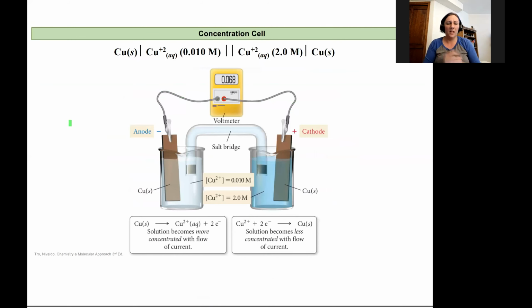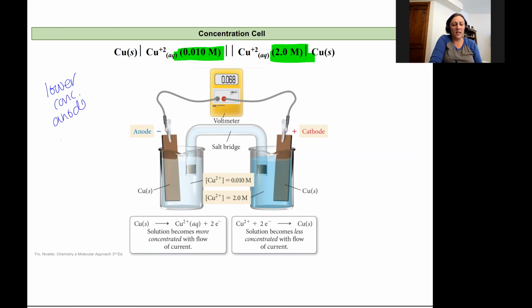So here is a copper concentration cell. The electrode's the same. It's just two pieces of copper in the anode and the cathode. And we have a concentration at the anode of 0.01 molar and a concentration of 2.0 molar copper plus 2 at the cathode. So our lower concentration will be the anode. It will be oxidized. And our higher concentration will be our cathode, where it'll be reduced.